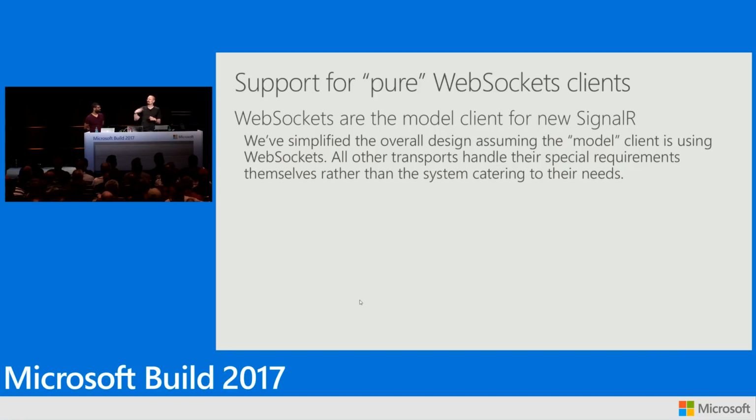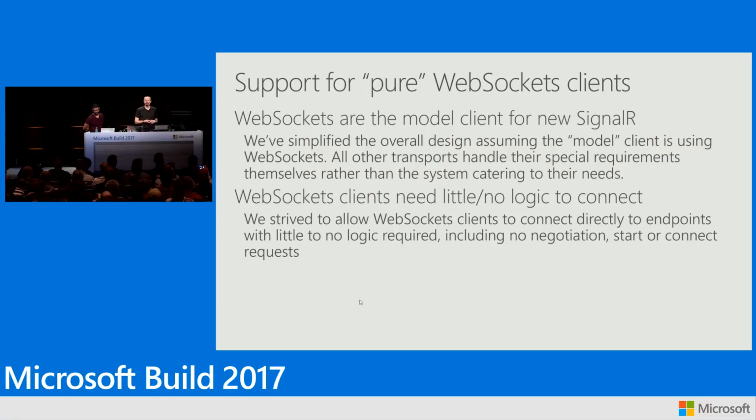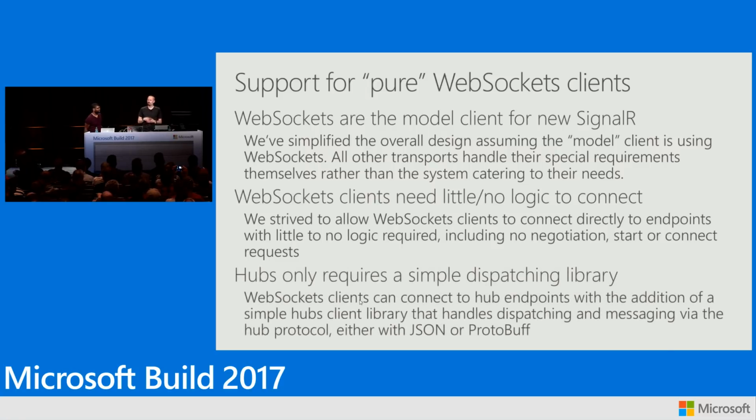All other transports handle their special requirements within their little part of the world, not SignalR as a whole being designed to handle long polling or server-sent events or whatever. It just assumes you have a nice persistent connection. They don't need much logic. You just open a socket and go. Very, very simple. And if you want to do hubs over a WebSocket, all you really need is a small library that knows the hub protocol and can dispatch. Say, I want to invoke this method on the server, here's my data, and I want to get stuff back from the server or have a method be invoked and turn that back into mapping to whatever method you have in the client. And that's really the only logic that you need.